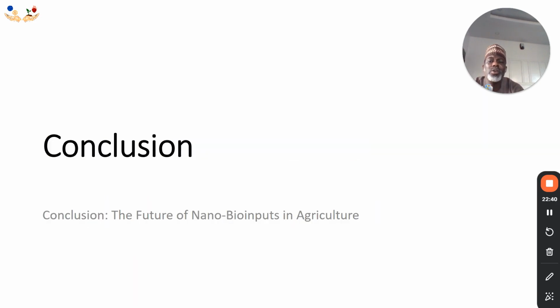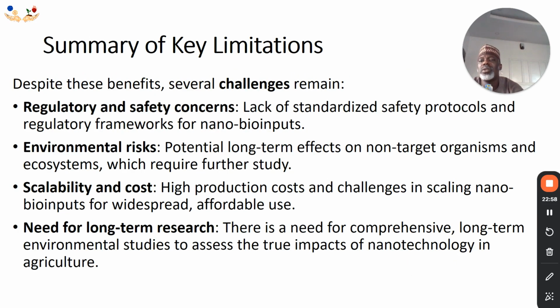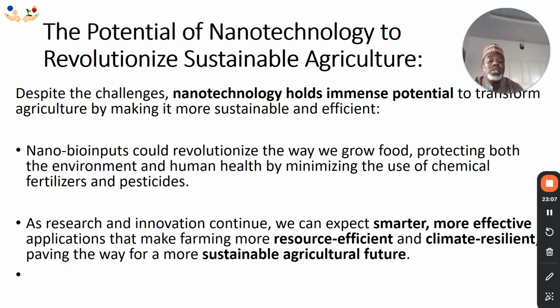In conclusion, today's talk has enlightened the scientific community on what nanotechnology could offer as a significant advantage in agriculture, particularly in developing nano bio inputs with higher efficiency, environmental sustainability, and precision agriculture, along with some of the limiting challenges: regulatory frameworks, environmental risk, scalability and cost, and the need for long-term research. We need to focus more attention on the application of nano to revolutionize sustainable agriculture.